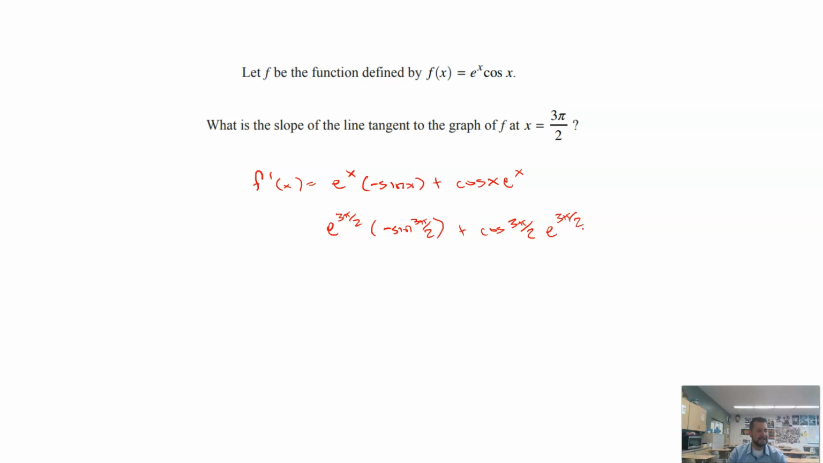Now, technically, when you plug that in, the cosine of 3 pi halves is 0, and the sine of 3 pi halves is negative 1. So really the answer, if you want to simplify down, you don't have to, but you get e to the 3 pi halves is what that would simplify down to. You don't need to. This answer right here is sufficient. But if you did simplify that, this is what you'd get right there.